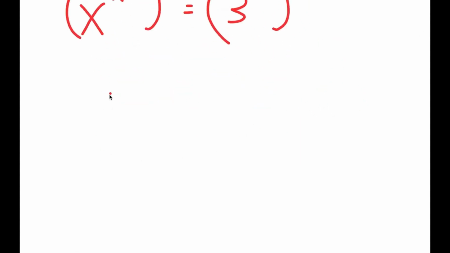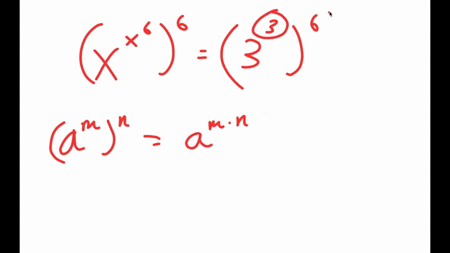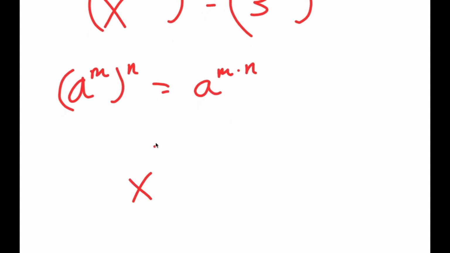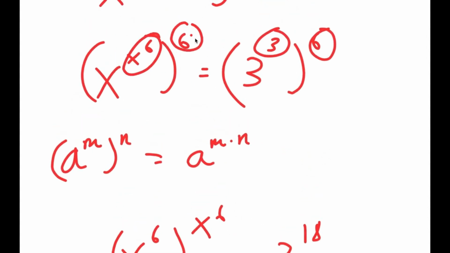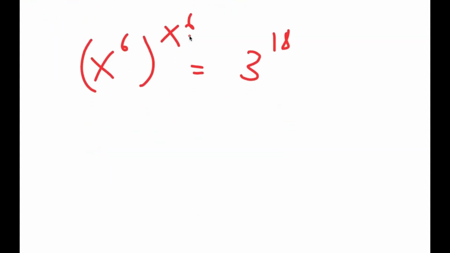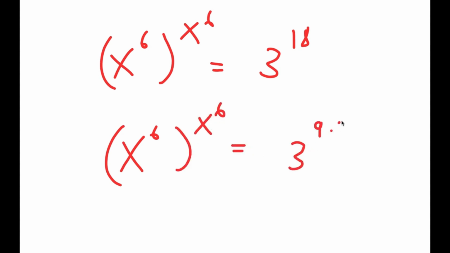And now if I have something in the form (a^m)^n, this is equal to a^(m×n). So 3 and 6 multiply, so now I get x^(6·x^6) = 3^18. I also switch the places of x^6 and 6. So now from here, I'm going to rewrite 3^18 as 3^(9×2).